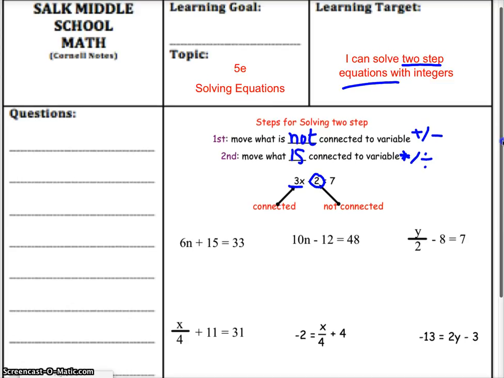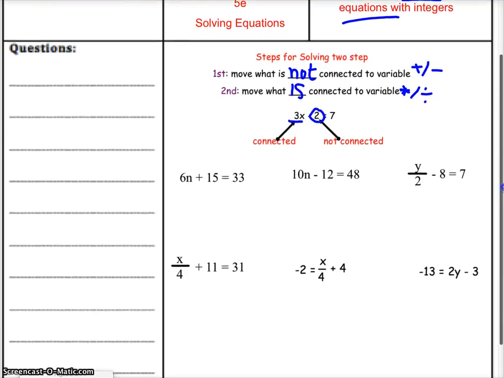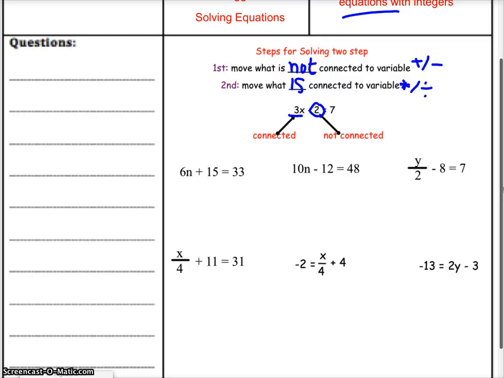Okay, so let's utilize that. 6n plus 15 equals 33. What's not sticking to the x? The 15. So that's plus 15. How do you move plus 15? Subtract 15. Yep, so I need to do the inverse, which is subtract. To both sides. Algebra is balance, equality. So if I plusing 15 to get rid of it, I have to minus 15. That means I need to do it to both sides of the equal sign.